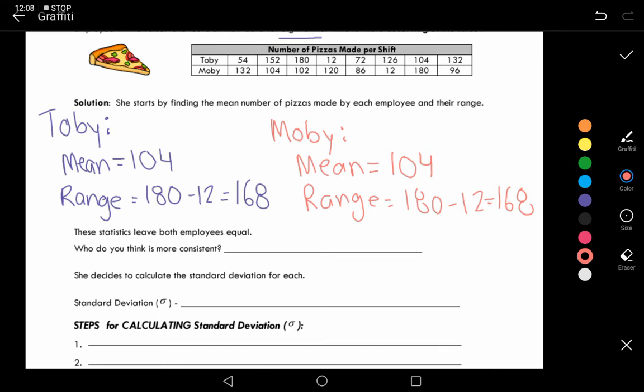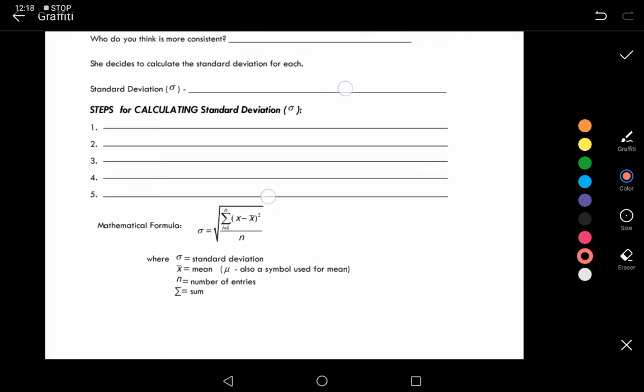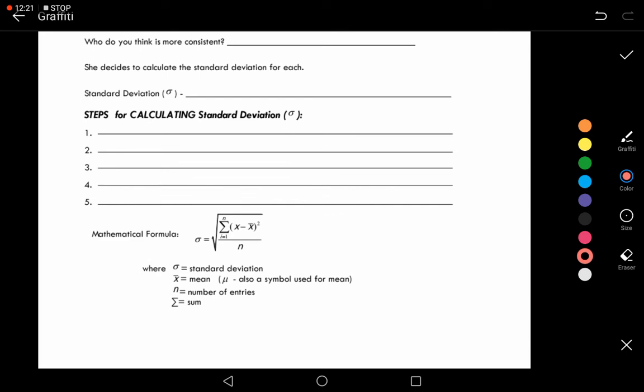So what we're going to have to do is calculate the standard deviation for each. So what is standard deviation? Because this is the first time we've actually heard that word. So standard deviation is the best option for measuring the spread of data.